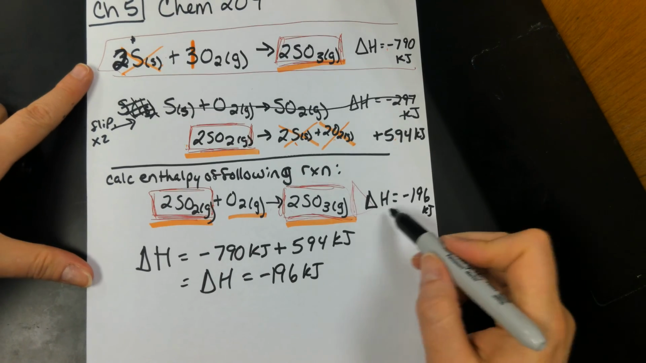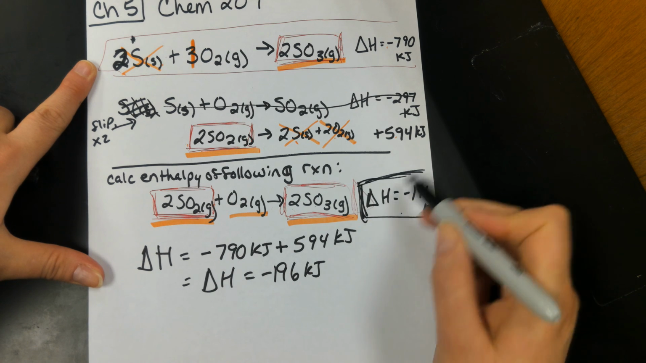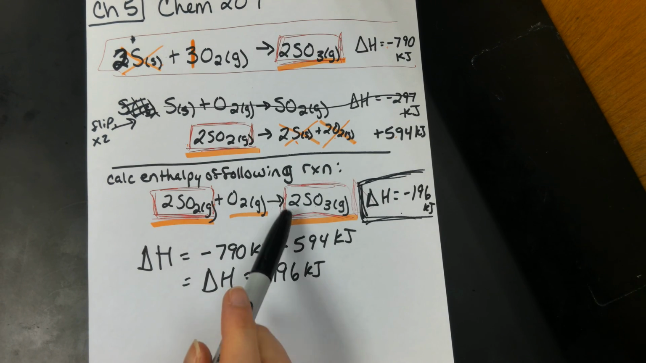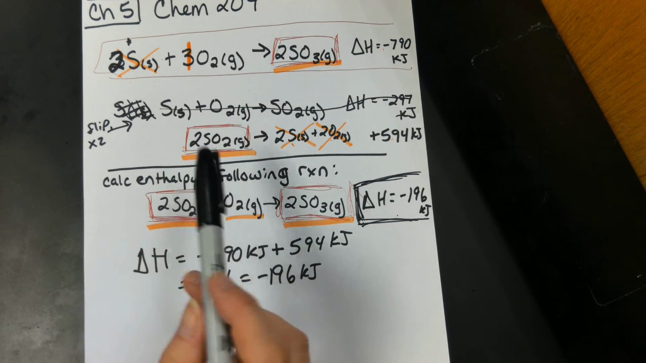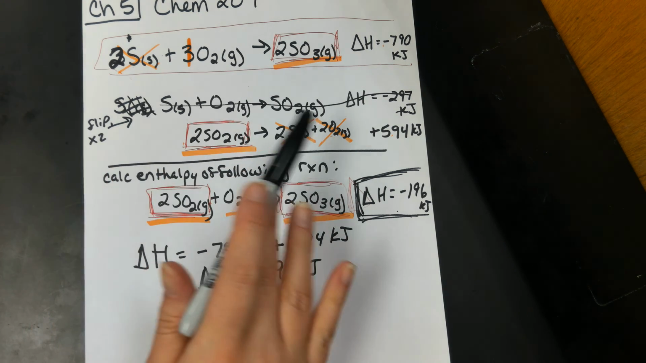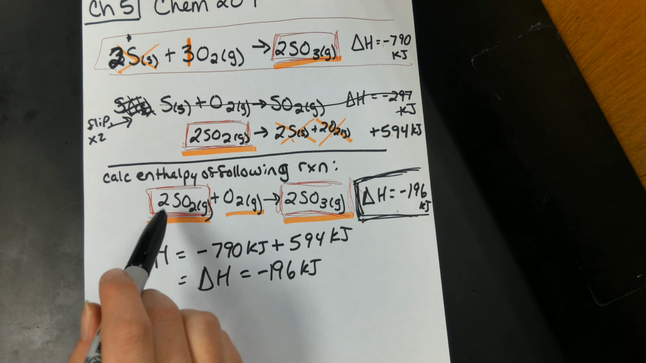So not so shabby, not so bad. I told you these are not so bad. Once you identify what I call my anchors, the things that I know for a fact have to be on a certain side and have a certain coefficient, everything else should cancel out and look good. So that's how you do these.